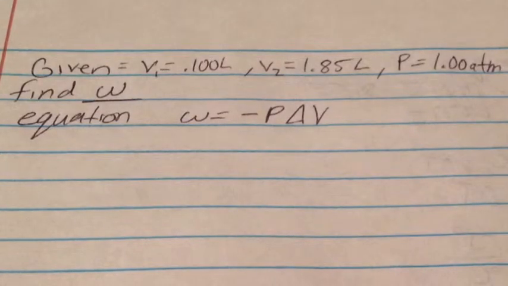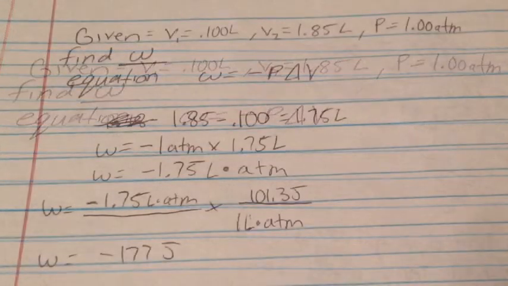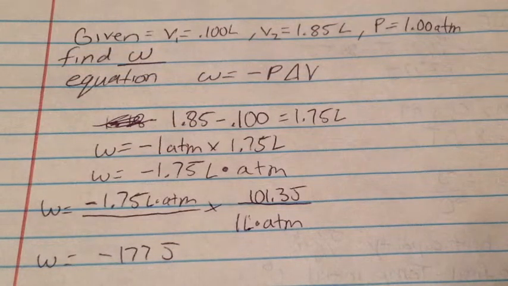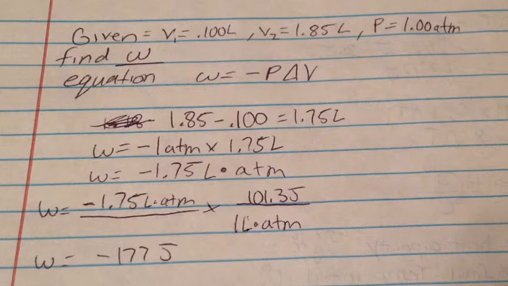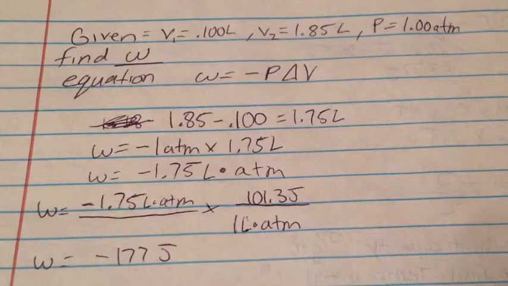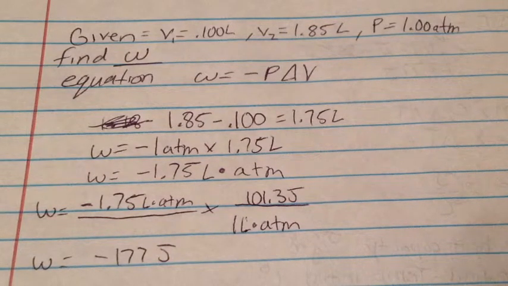We will now use our new equation to solve for W. We first solve for delta V by subtracting volume final by volume initial. This will give us delta V in liters. In this equation, it equals 1.75 liters.